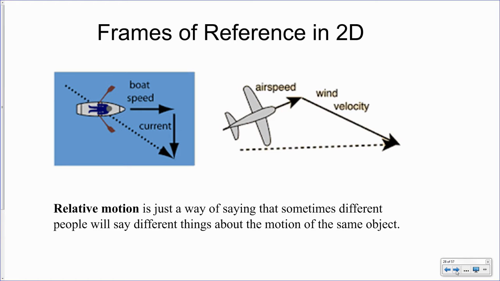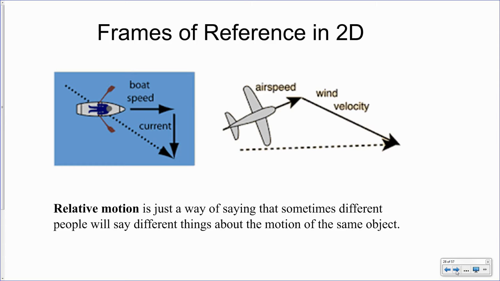Now we're going to take that concept, which was objects moving in one dimension, into two dimensions, which is what this unit is all about. Relative motion is just a way of saying that people see different things from different frames of reference, but now we have two objects moving. A great example is a boat traveling in a river, where the boat has a particular velocity and the river also has a particular velocity because the river is moving.